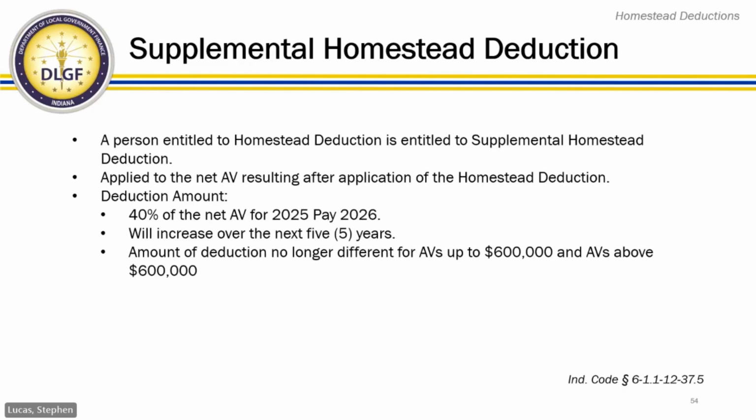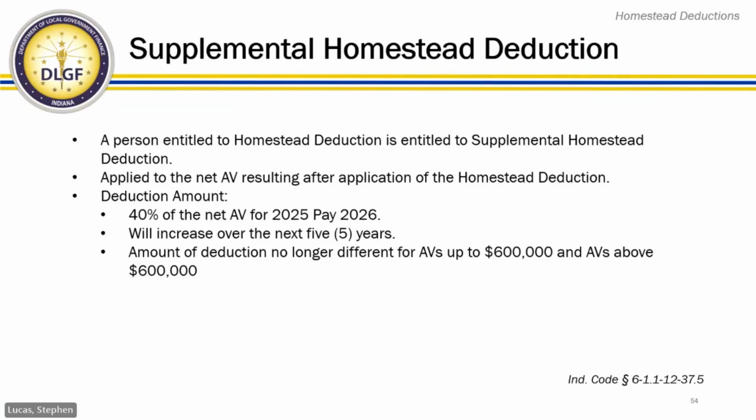So as with the homestead, there have been some recent changes to the amount of the supplemental deduction. It used to be that for a property with a net AV under 60 grand, the amount was 35% of the net AV. Again, the gross minus the amount of the homestead deduction. For a property over 60 grand, gross assessed value that is, the amount was 25%. The legislature over the last few sessions has adjusted the percentage as a means of providing tax relief. With Senate Enrolled Act 1, this amount has been set at 40% for pay 26. This amount will also be applied regardless of the net AV.